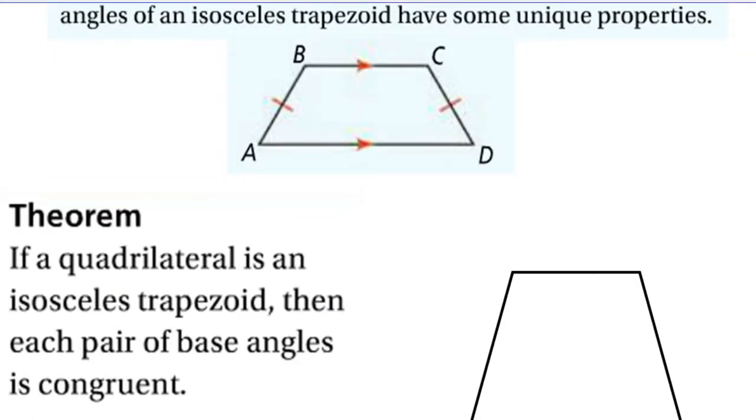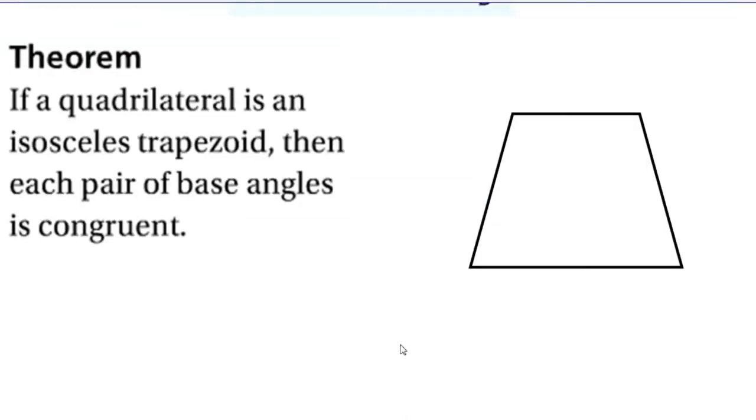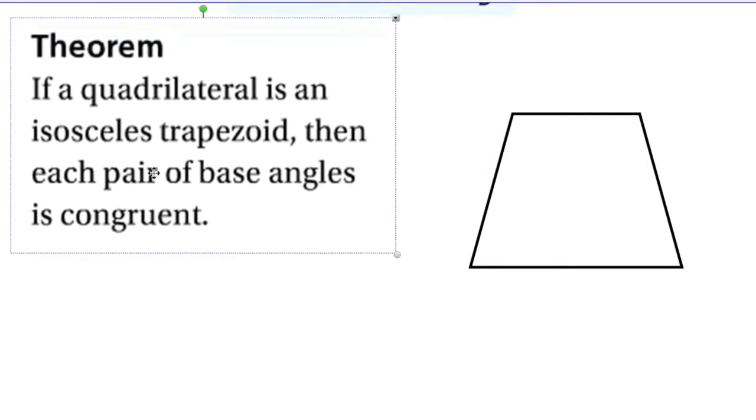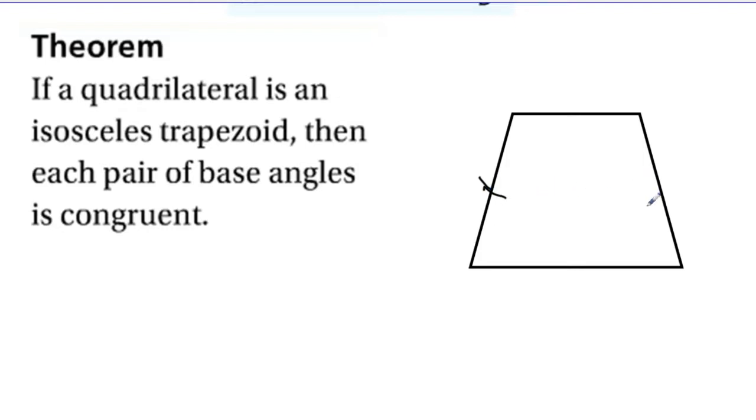If you have an isosceles trapezoid, then each pair of base angles is congruent. So remember when we talked about base angles, we said that those would be the ones that share a base. Right? So if I come down a little bit and take a look at this problem, you're talking about an isosceles trapezoid, okay? And that means that the two legs, the two non-parallel sides, are equal. Okay, that's what isosceles means.